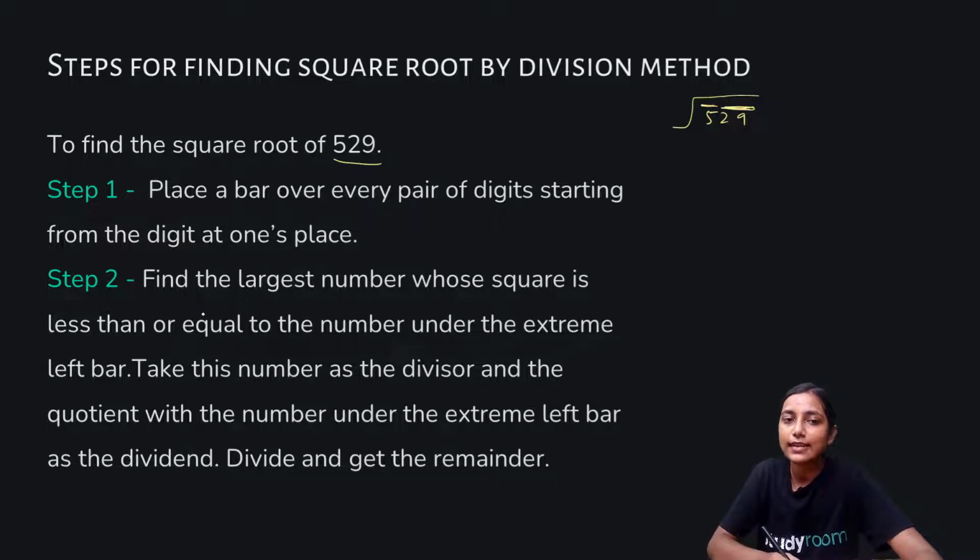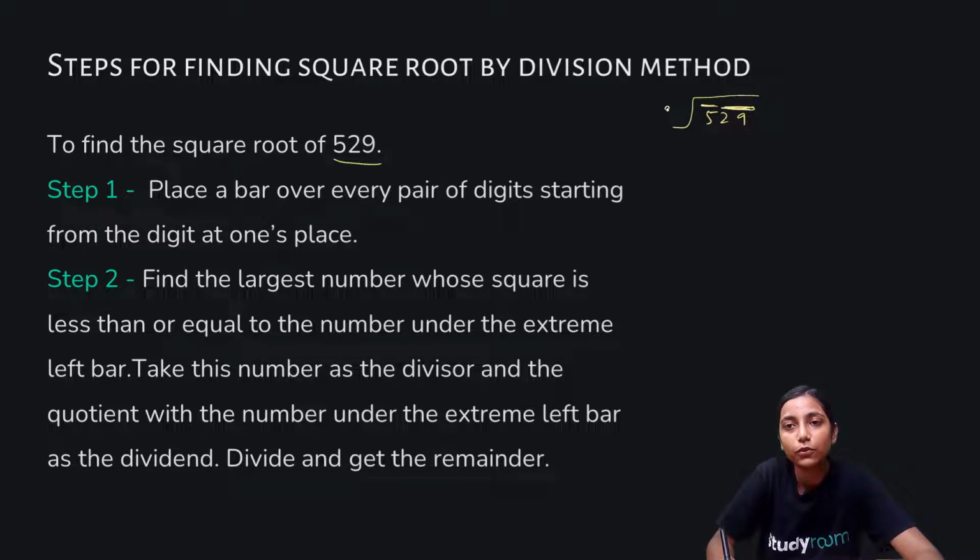Now what is the second step? Find the largest number whose square is less than or equal to the number under the extreme left bar. We start with the extreme left bar number, and that is 5 in this case. So for 5, we will write the largest number whose square is either less than or equal to 5. What is that number? That number is actually 2.